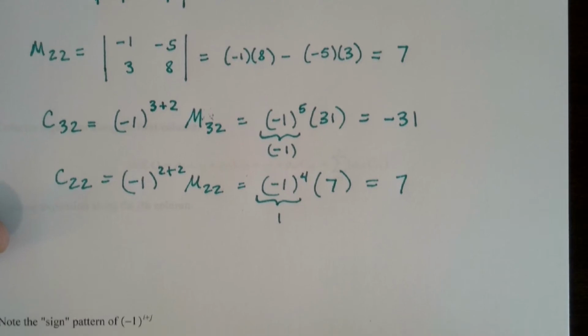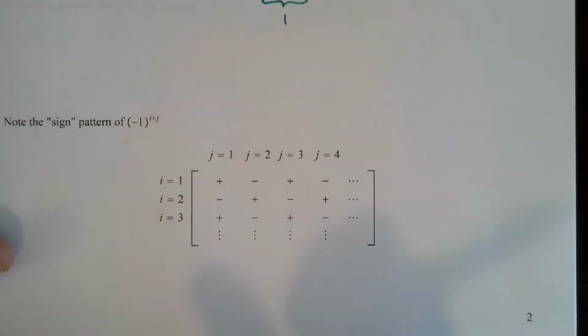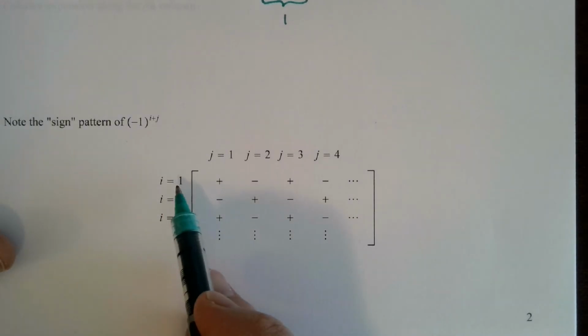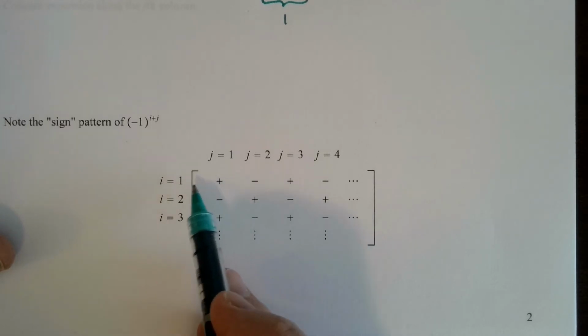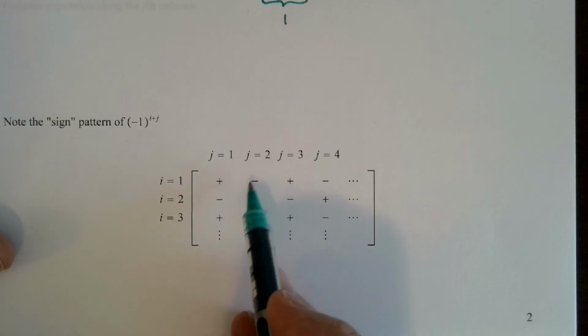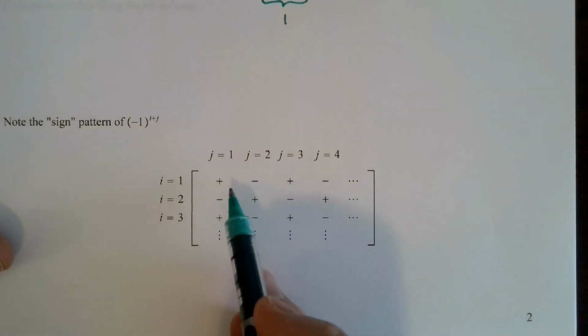But that sign that we get from the -1 to the i plus j, we can see a pattern, right? If we're in the first row, first column, i and j are 1. 1 plus 1 is 2. It's going to be -1 squared, so it's going to be +1. Whereas for i is 1, j is 2, 1 plus 2 is 3, -1 cubed is negative. For i is 1, j is 3, 1 plus 3 is 4, -1 to the 4th, positive, and so on. You can see this pattern develop.